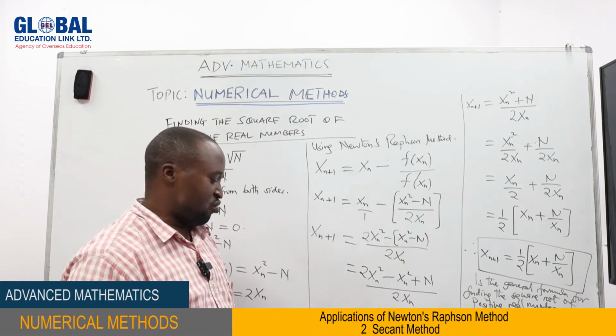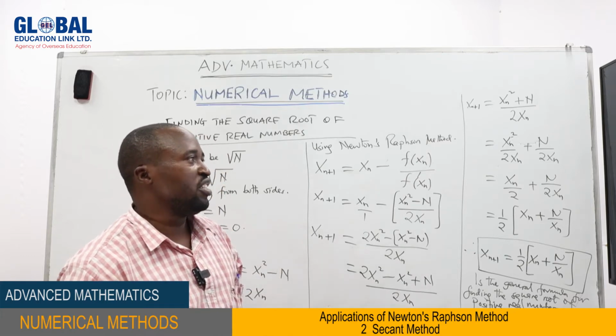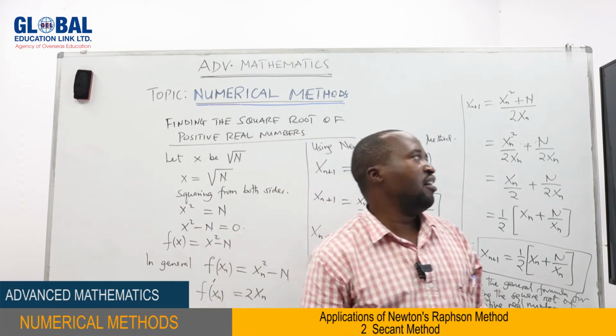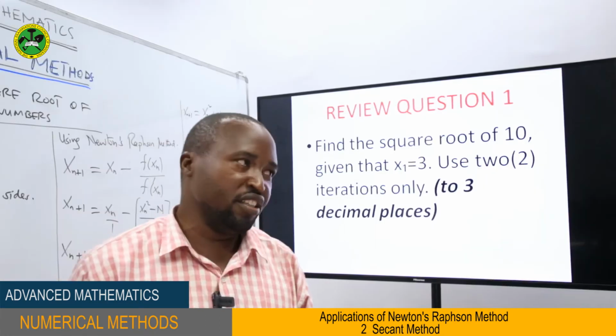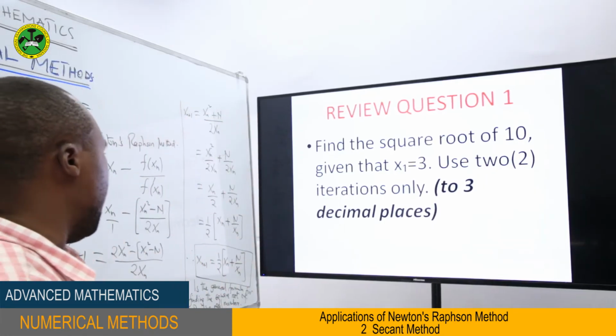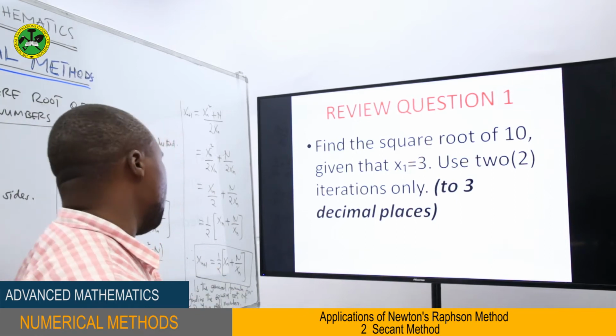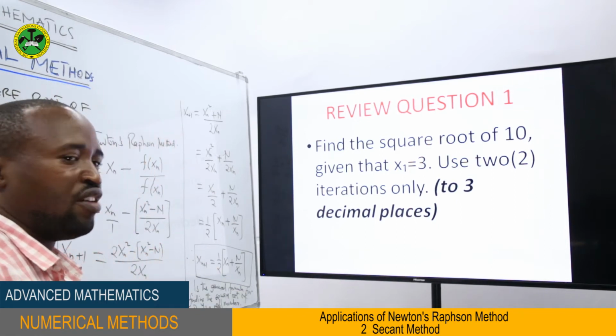We have the review question 1. The question says, find the square root of 10 given that x1 is equal to 3. Use 2 iterations only, but give our answers to 3 decimal places. Now that is our question, where we are going to apply our general formula of finding the square root of a positive number.